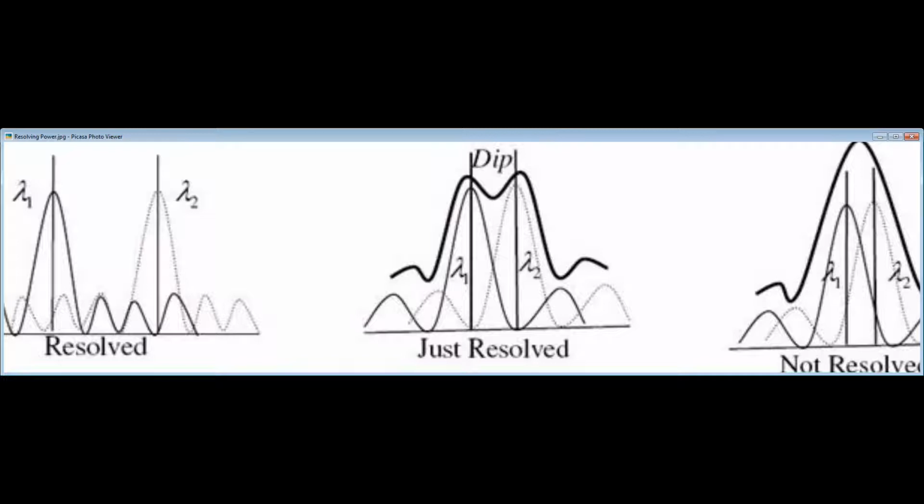Now, what is Rayleigh criteria of just resolution? According to Rayleigh criteria of just resolution, the two nearby point objects or two spectral lines are said to be just resolved if the principal maxima of one falls on the first minimum of the other and vice versa.